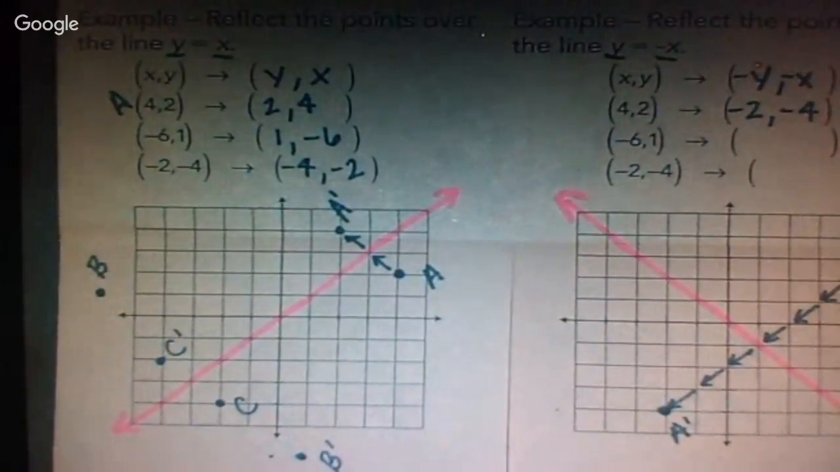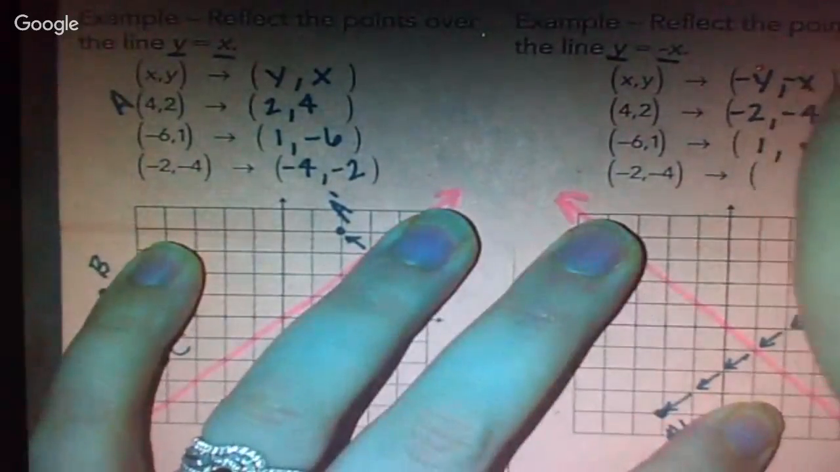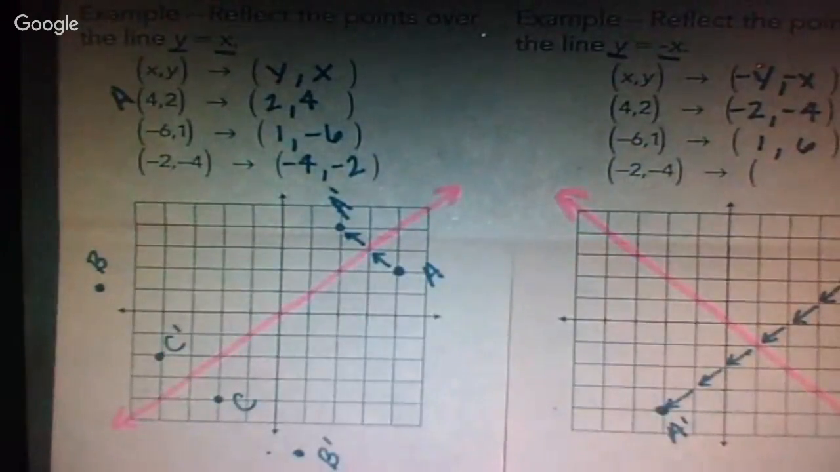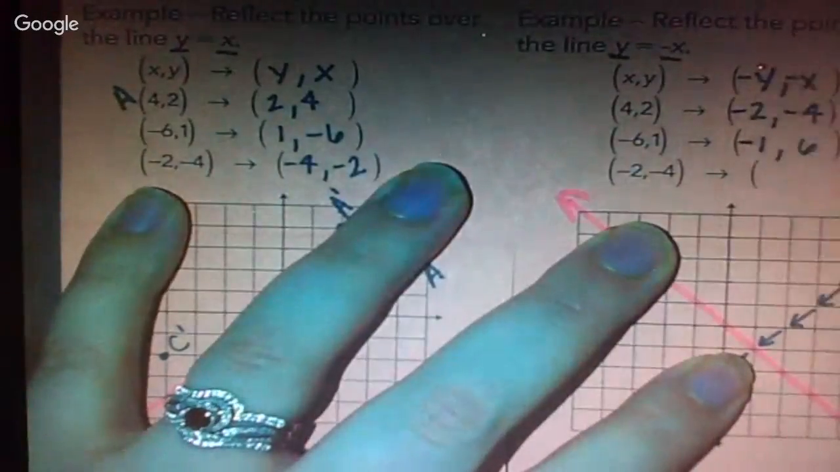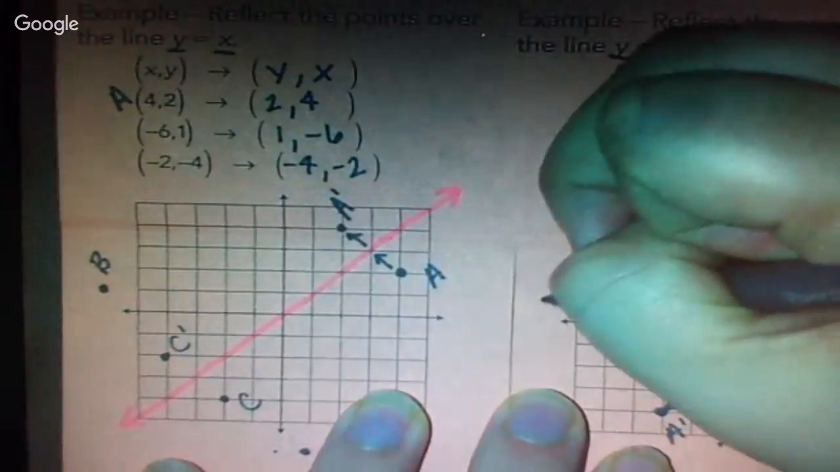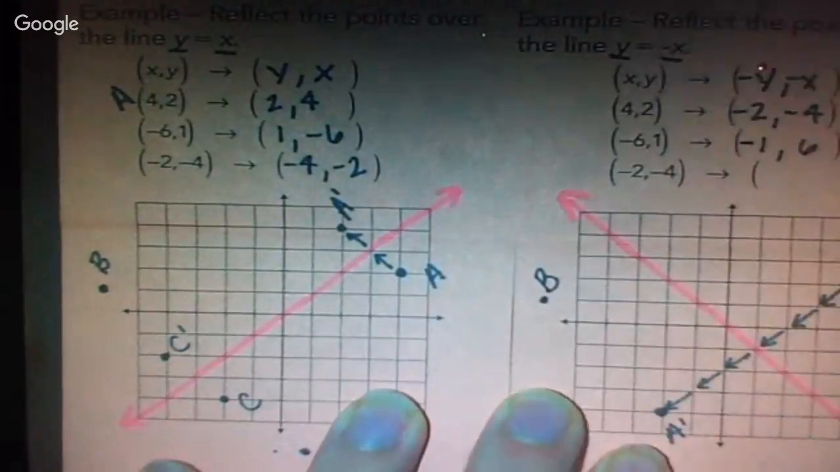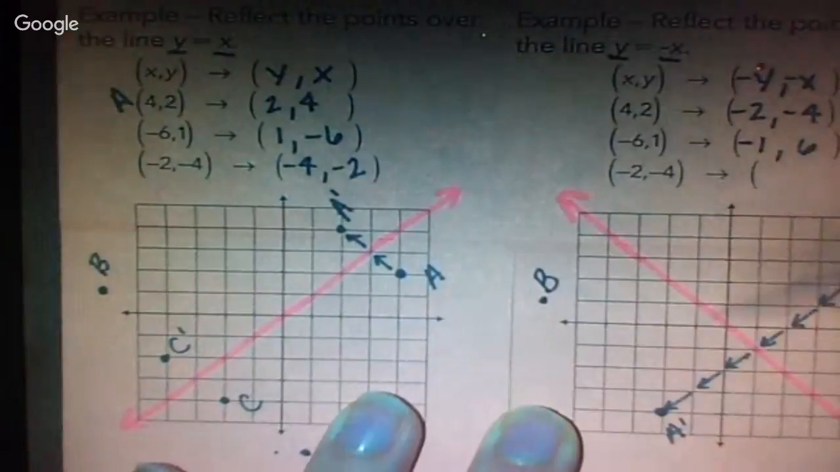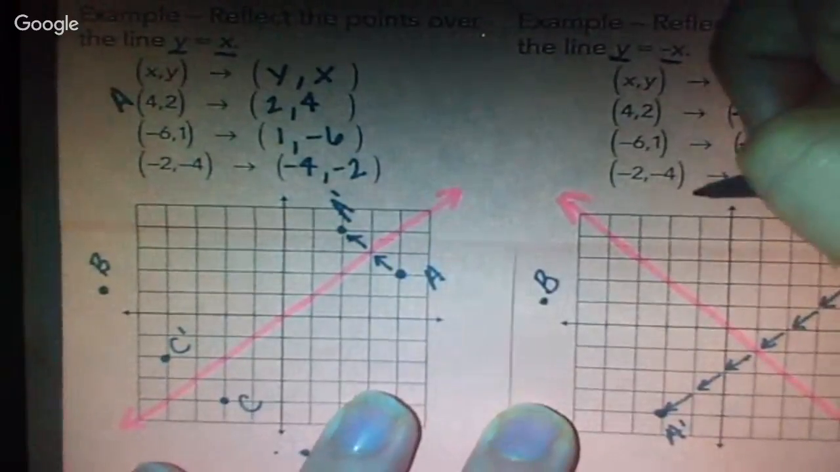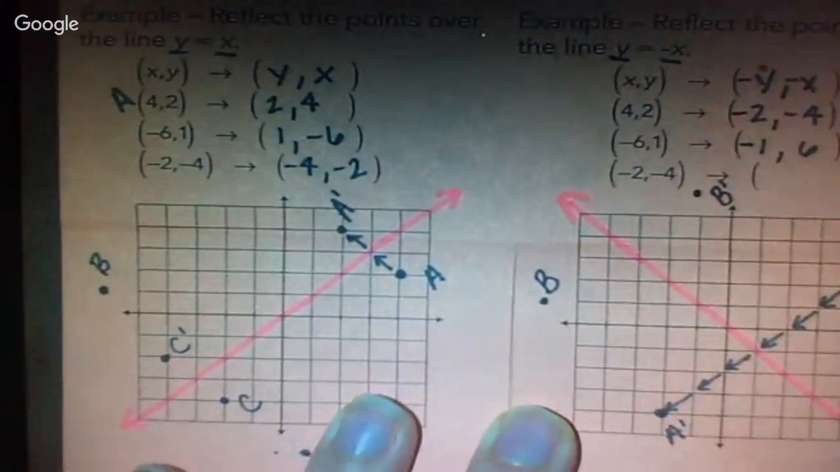Flip your points. So 1 should come first, 6 should come second. Okay, 6 started negative, so it becomes positive. 1 started positive, so it should become negative. So my new point is -1, 6. So again, it started over here as B. Now we're at -1, 1, 2, 3, 4, 5, 6. We're up here at B prime.